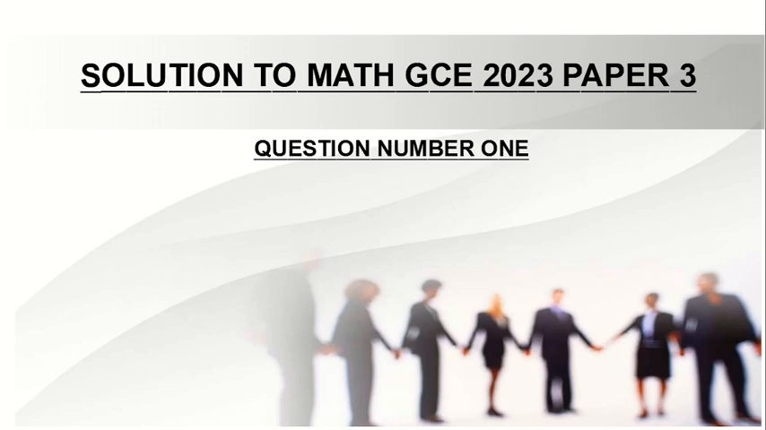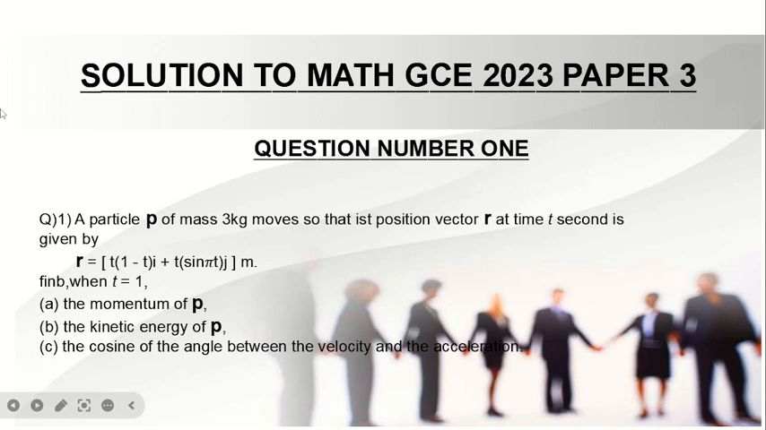Okay, here we are going to take the solution to the Math GC 2023 paper 3. Question number 1. The question reads: a particle P of mass 3 kg moves so that its position vector r at time t seconds is given by r = t(1 − t)i + t sin(πt)j meters. Find, when t = 1, (a) the momentum of P, (b) the kinetic energy of P, (c) the cosine of the angle between the velocity and the acceleration.